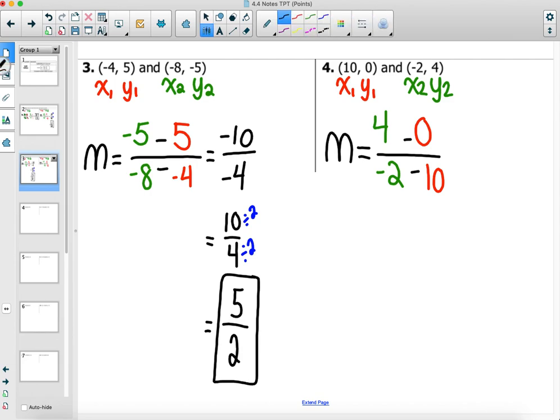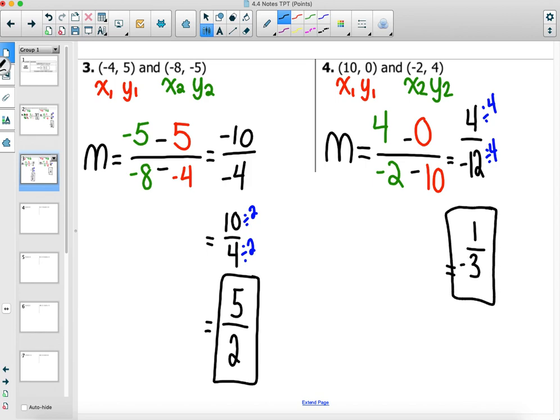We then try to simplify the top and bottom there. So 4 minus 0 is 4. Negative 2 minus 10 is negative 12. And then I can reduce this fraction. I can divide both the top and bottom here by 4. And this fraction reduces to 1 over negative 3, or we consider this just negative 1/3.